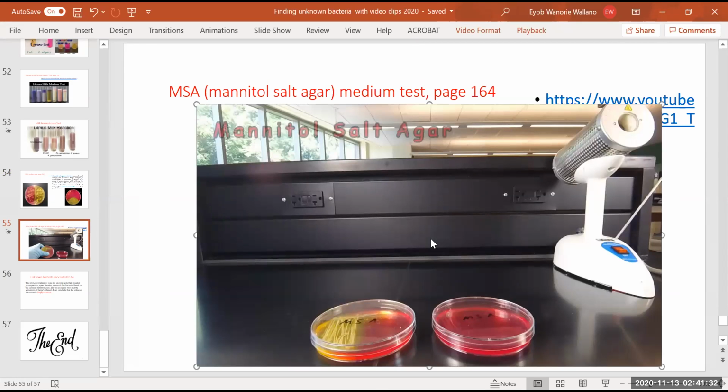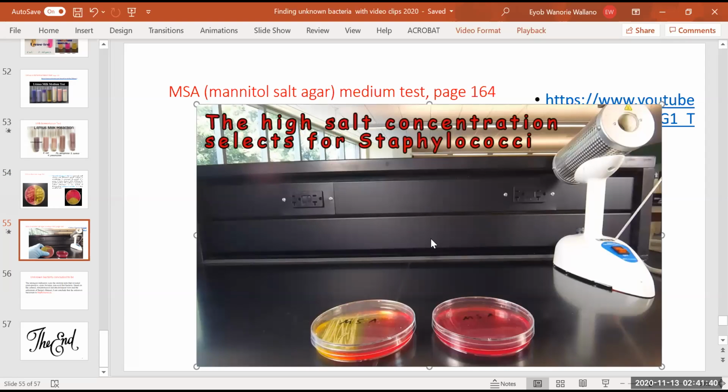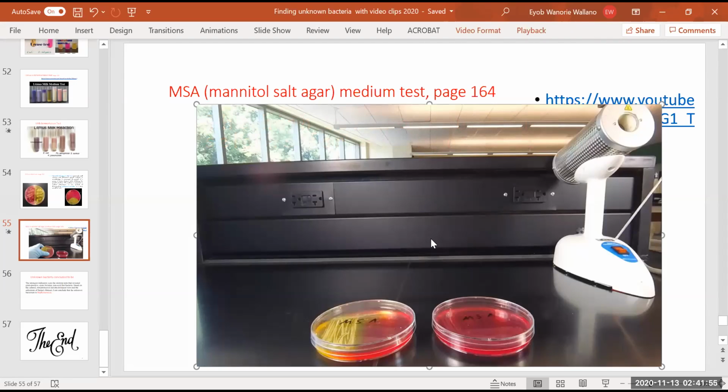Another medium we're using to help identify staphylococci is mannitol salt agar, or MSA. This agar has a high salt concentration that inhibits many other bacteria, but not staphylococci. Staphylococci are able to tolerate fairly high salt concentrations. So we say that mannitol salt agar is selective for staphylococci.